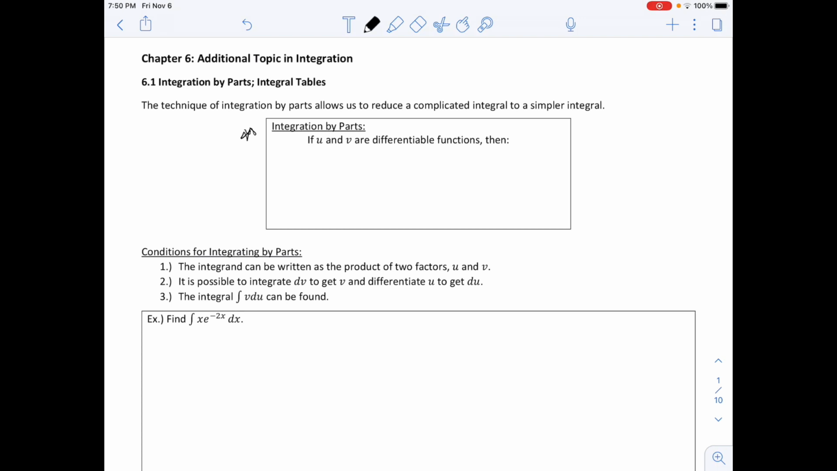Integration by parts says if u and v are differentiable functions, then the integral of u dv is equal to u times v minus the integral of v du. And so this is definitely a formula that we need. This allows us to integrate by separating things into parts.